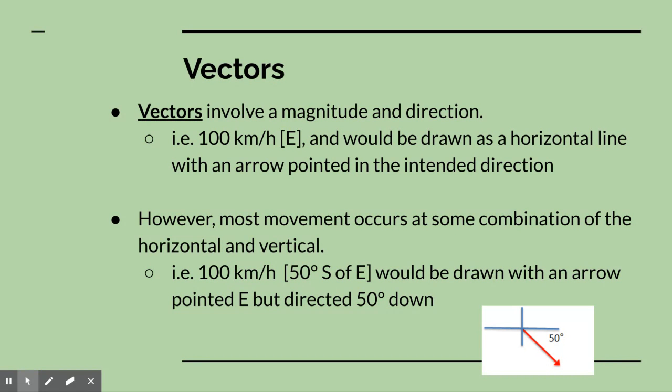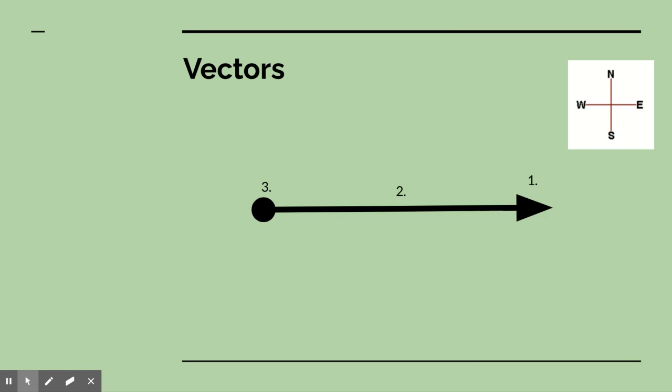Okay, so as an example here, you would have a vector showing something moving at 100 kilometers per hour, which is roughly 50 miles per hour, a little less than that though, in the direction 50 degrees south of east. Okay, and it would be drawn with an arrow pointed east but directed 50 degrees down. Which is a great description, but we're going to go into that in a little bit more detail.